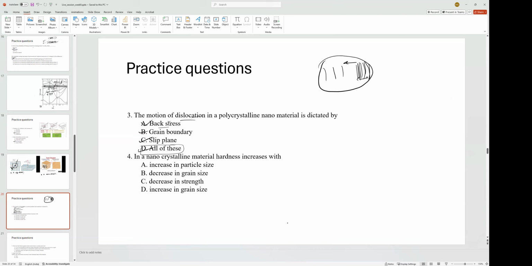In nanocrystalline material, hardness increases with. So in general, the Hall-Petch effect plays a role. So sigma is proportional to d to the power minus half. As the grain size decreases, d decreases, yes, sigma increases. So b is correct.